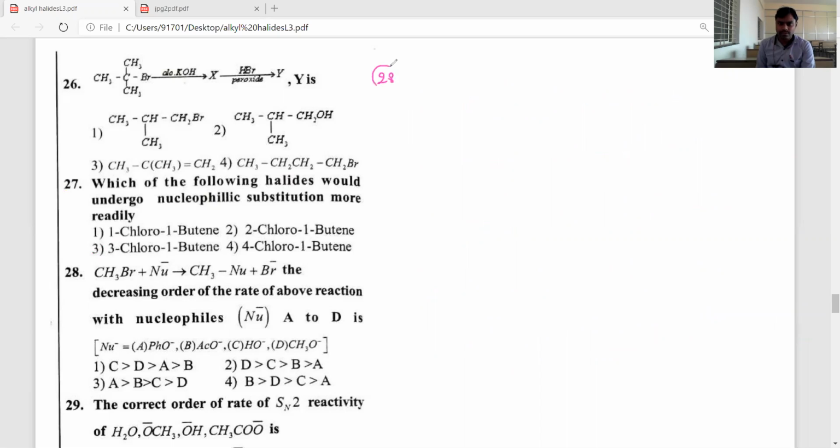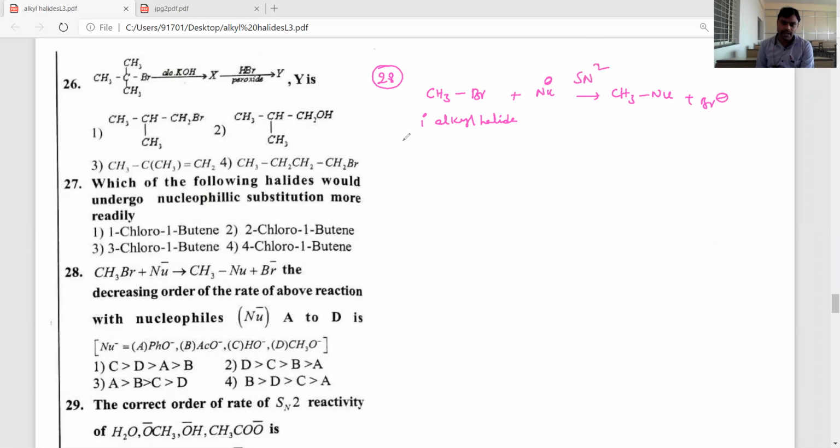The 28th question: CH3Br treated with Nu, nucleophile. What is that nucleophile and nucleophilicity order they are asking? Okay, CH3Br means it is a primary alkyl halide. Primary alkyl halides undergo the SN2 mechanism. Now the product is CH3Nu plus Br minus. It is an SN2 reaction.